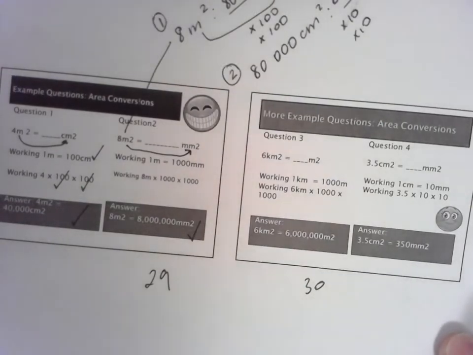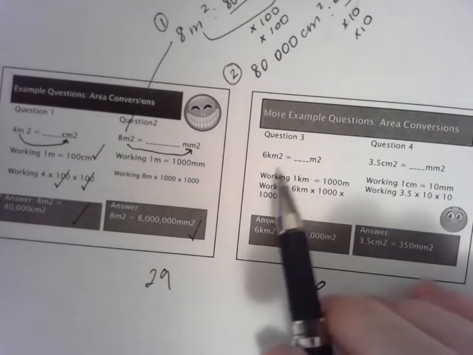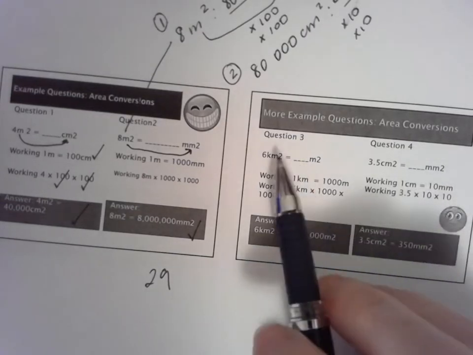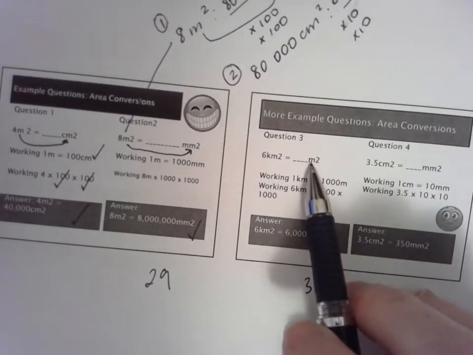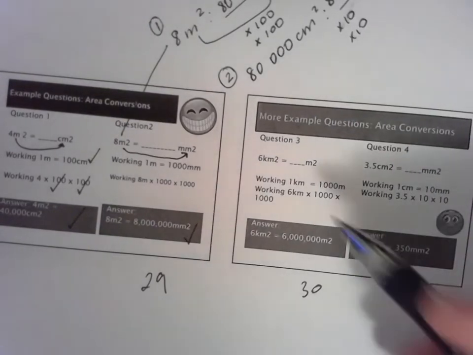All of these are pretty similar. It'd be nice to go back the other way with one. I might skip this slide because this is continuing to do your multiplying. Kilometers to meters we multiply, centimeters to millimeters we multiply. Your answers and your working are there.